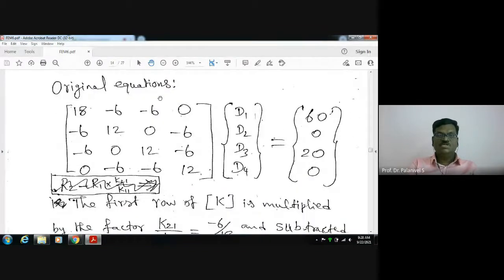Please see here, the original equation. The original equation is written in matrix form: the global stiffness matrix into the nodal degrees of freedom vector is equal to the nodal force vector. Please, all of you listen here. To explain this matrix decomposition technique or Gauss elimination method, we have taken an example. I have assumed an example here.